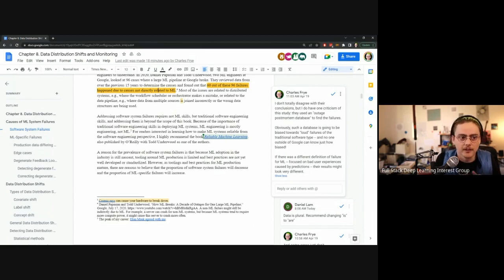So it's important to understand these kinds of failures, even if you're an ML engineer who only cares about the ML specific failures, because you've got site reliability engineers to help you with the rest of it. These are going to affect your system, and so you need to at least be aware of them. Any thoughts or questions on software system failures?